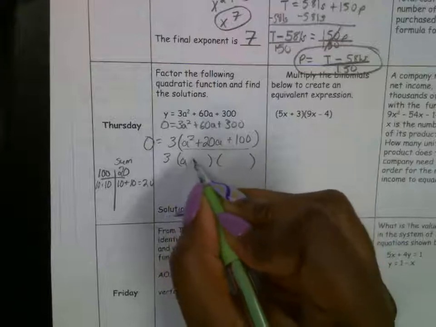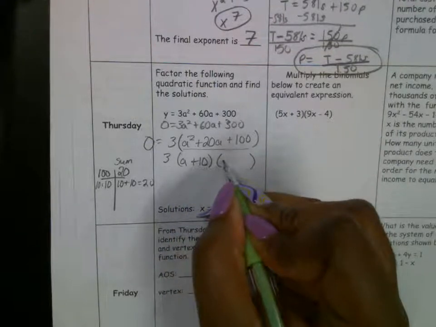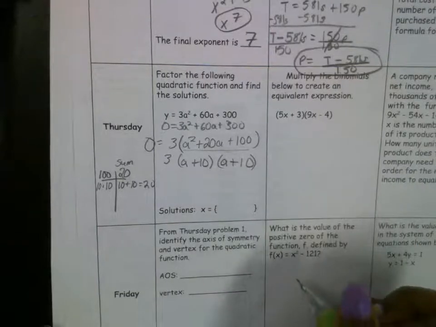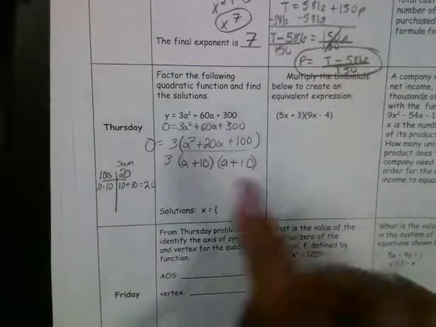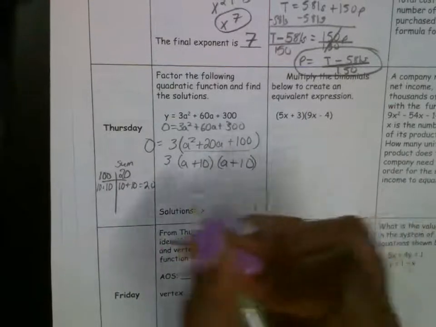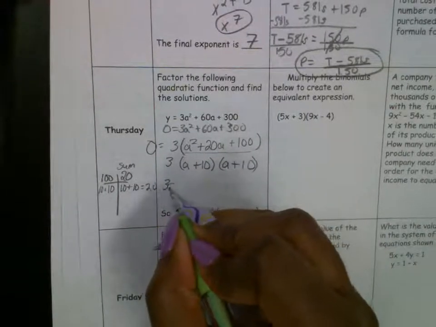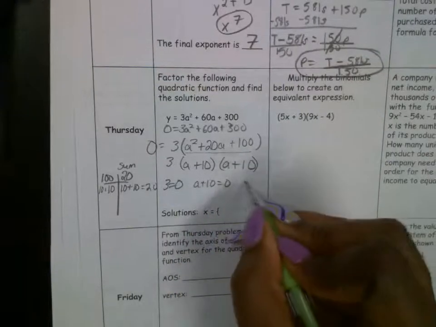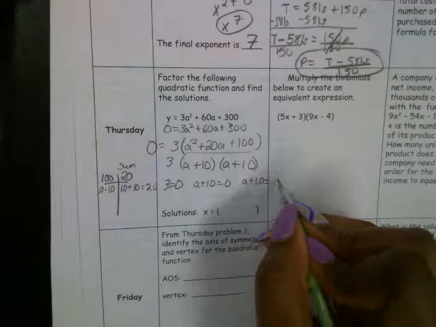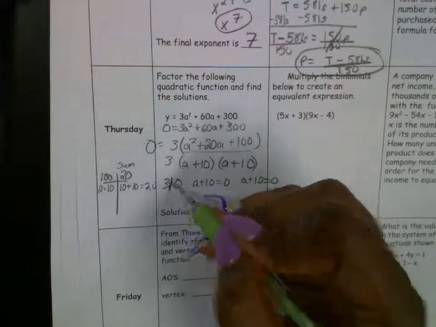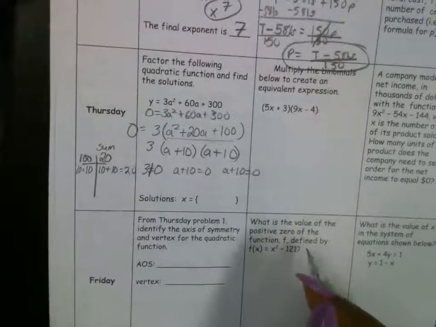A plus 10. And what's this one? A plus 10. Okay. So now in order to solve this, what do I do? You set them to 0. You set all of these equal to 0. So this is 3 equal to 0. This is A plus 10 equal to 0. A plus 10 is equal to 0. Okay? This is not true. Mark this out. 3 is not equal to 0.